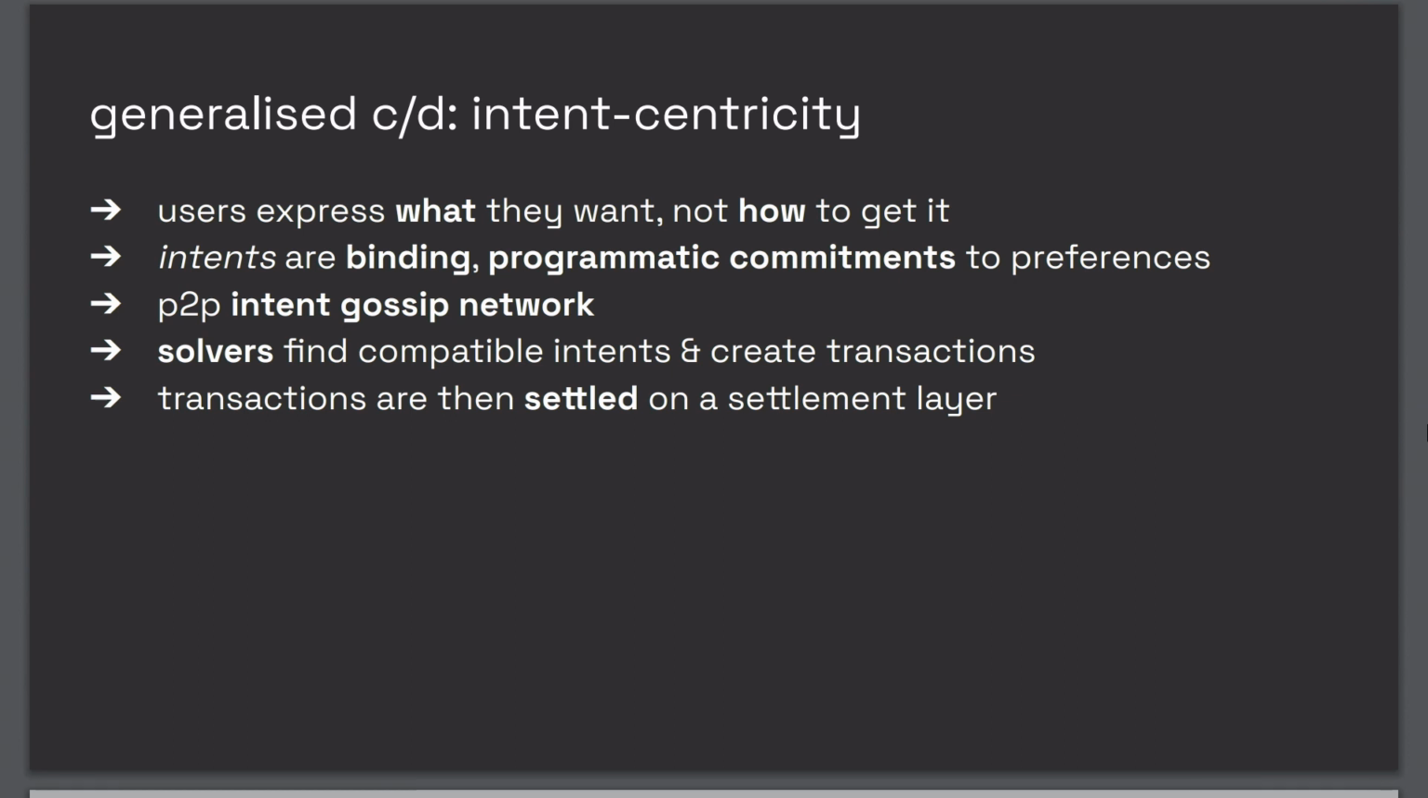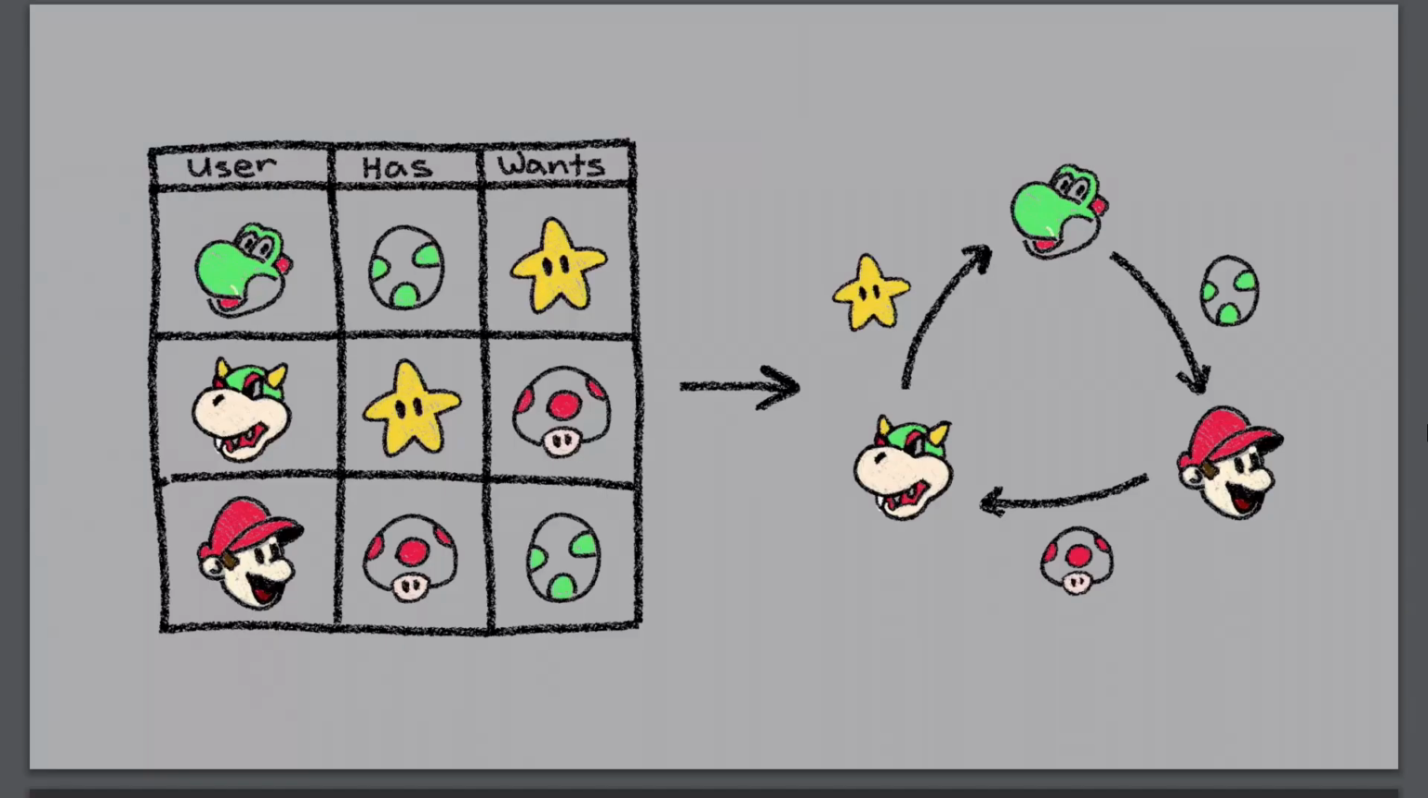Once created, those transactions can then be settled on some settlement layer, aka blockchain. So let's take a simple example of private bartering. Here we've got three different parties, and they want different things. They have something and they want something else. One has a star and wants an egg, one has a mushroom and wants a star, one has an egg and wants a mushroom. None of them can be matched as two; they have to be matched as three.